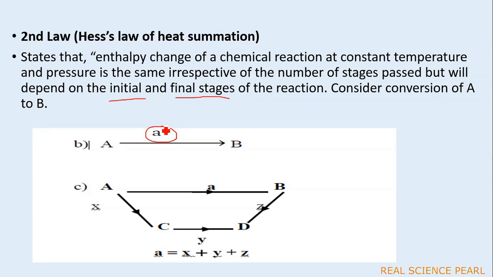It will be the same if my A, I first convert it to C, as you can see here, then C I convert it to D, then D I convert it to B. Now what you're trying to mean, a direct route, that is A to B, giving us enthalpy as A, it will be the same as summing up X plus Y plus Z.